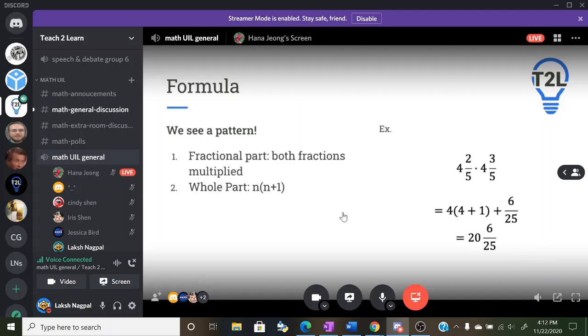So basically you see the whole part can be written as n of n plus 1. So if this was 3, then it would just be 3 of 3 plus 1, and that applies with any whole number.